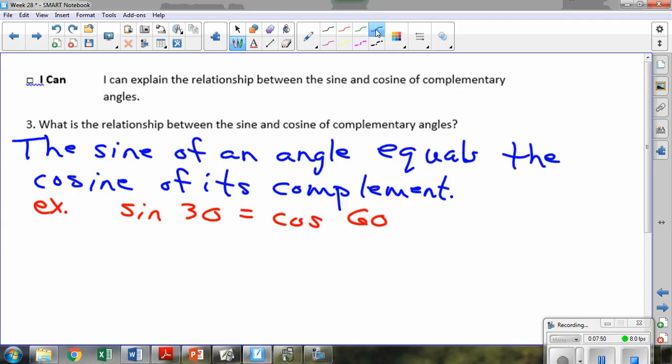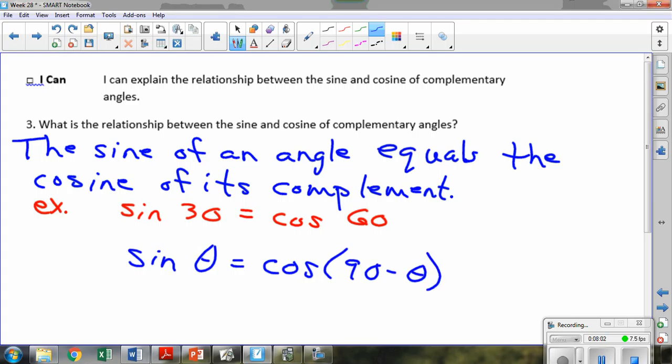Alternatively, if we didn't want to write it up with the written English, we can do it with algebra. The sine of an angle equals the cosine of its complement, or we just subtract the angle off of 90. Either of those two things in blue is a valid answer, because they're telling you the same information. It's just the answer written in sentence format or math format.